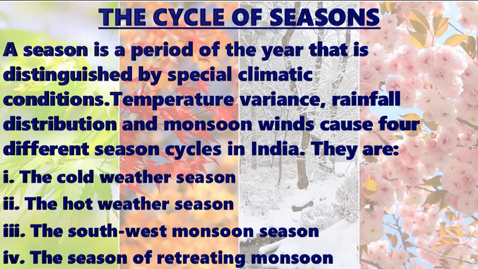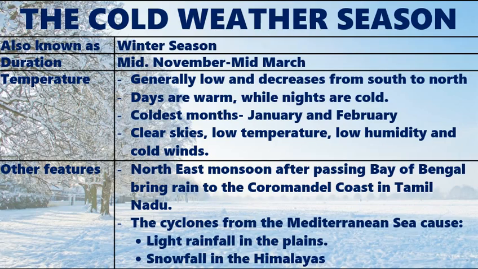The four seasons are as follows: the cold weather season, that is the winter season; the hot weather season, that is the summer season; the southwest monsoon season, that is the rainy season; and the season of retreating monsoon, that is the autumn season. We'll be discussing in this module in detail the cold weather season and the hot weather season. The cold weather season is also known as the winter season.